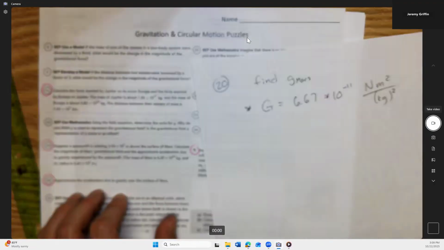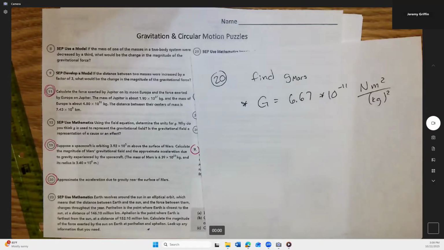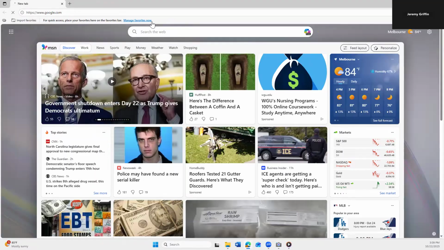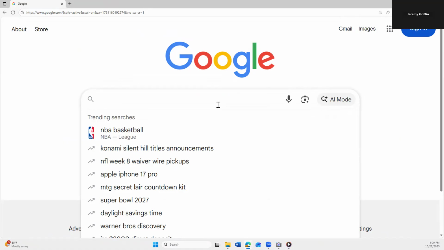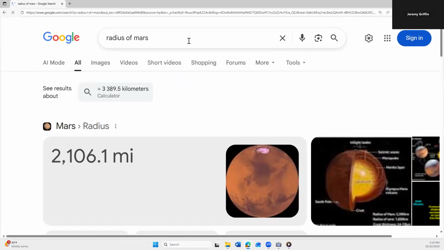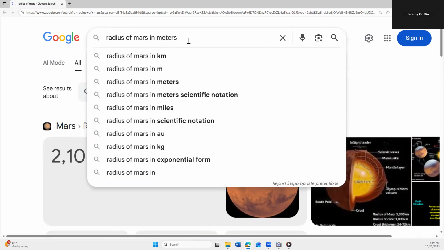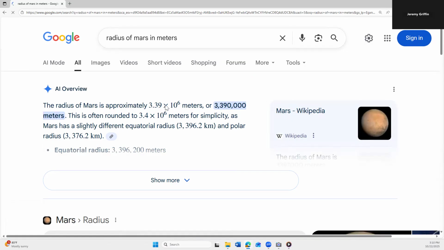Now I'm going to open up my Google machine, get some more numbers. Guys, what else do we need to know about Mars? To be able to calculate number 20, we'd have to know the what and the what of Mars. Okay. Radius of Mars. Do I want miles? No. Let's go meters. Look, scientific notation. So 3.39 times 10 to the 6 meters. I'll write that down. So the radius of Mars is 3.39 times 10 to the 6 meters.